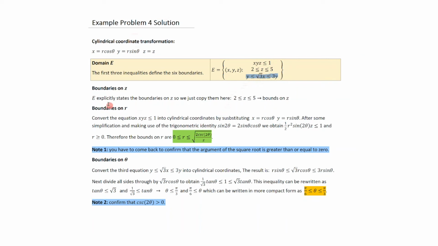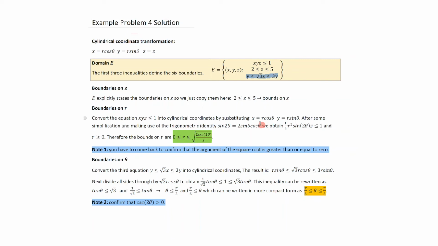So first of all, the simplest case to consider, since we're dealing with cylindrical coordinates, is the bounds on z, which are given already. So we know that 2 is less than or equal to z is less than or equal to 5, so these are the bounds on z. So now we need bounds on r and theta. So what we do is we take this equation and convert it first into cylindrical coordinates by substituting x equals r cos theta and y equals r sine theta.